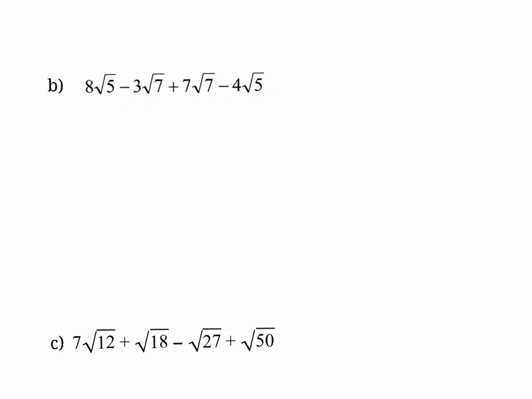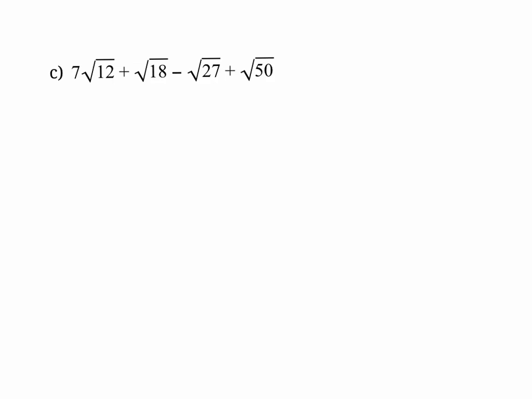Well, we can count the root 5's. We have 8 root 5's here, minus another 4 root 5's. And then we have the root 7's. We can take negative 3 root 7 plus another 7 root 7's. So how many root 5's do we have? 8 root 5's minus 4 root 5's is just 4 root 5's. And then how about counting the root 7's? We've got negative 3 root 7's plus another 7 root 7's. Negative 3 plus 7 is just going to be positive 4 root 7. And we can't add root 5's and root 7's together, so we're done.